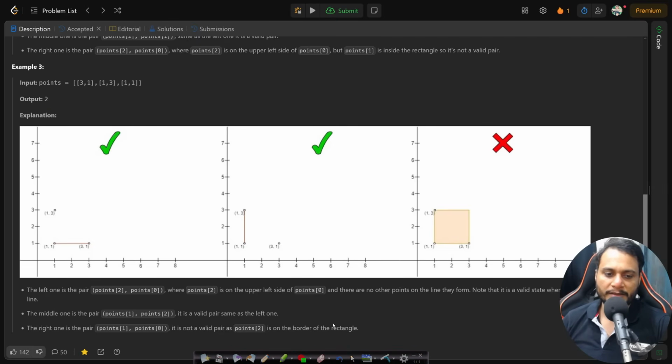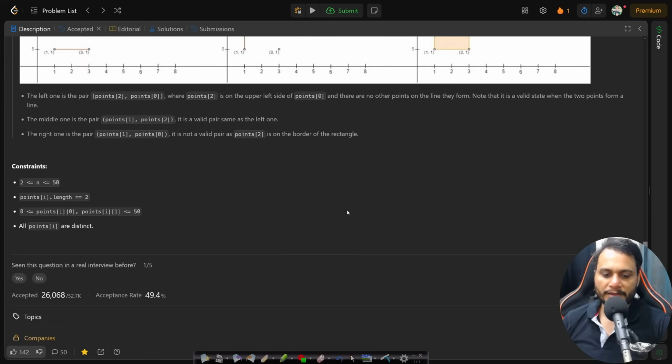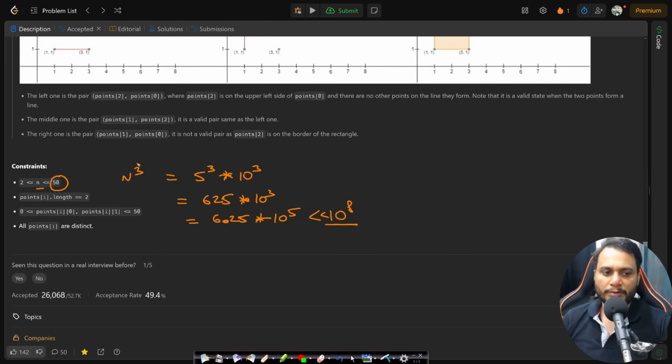I hope the examples are clear and all the special cases have been clearly mentioned in the problem. If you look at the constraint, the n value is maximum 50. That means even if you write an n cube algorithm, that is going to be 5 cube times 10 to the power 3, so around 625 times 10 to the power 3, or 6.25 times 10 to the power 5. This is well within your 10 to the power 8 limit, and therefore it is going to pass within your 1 second. But we will try to optimize this solution even beyond n cube.